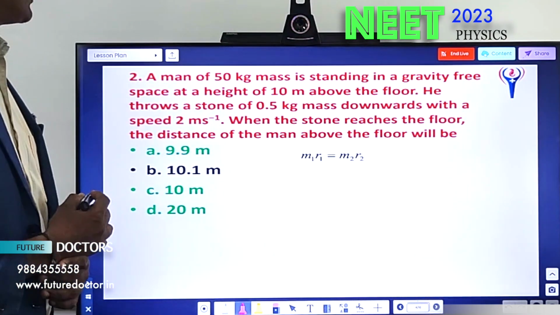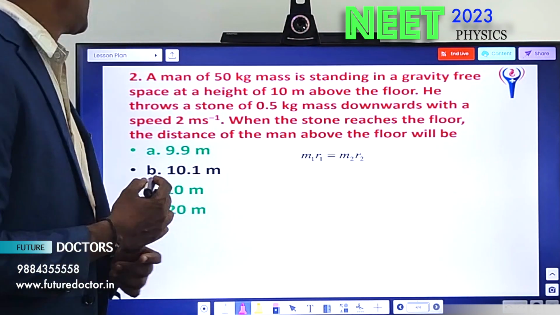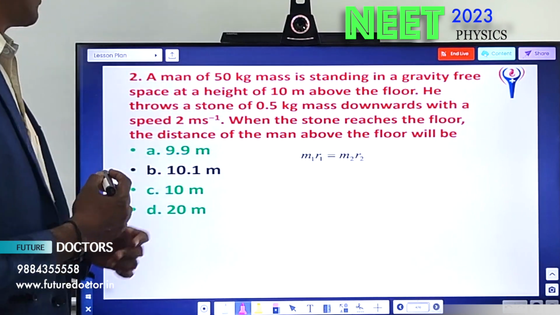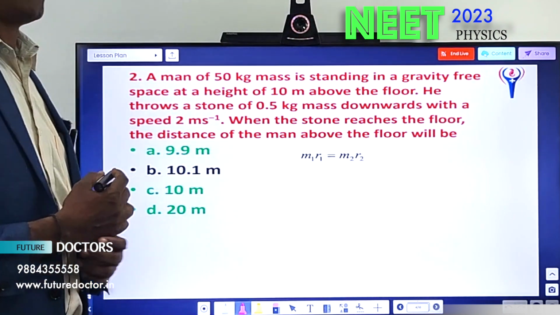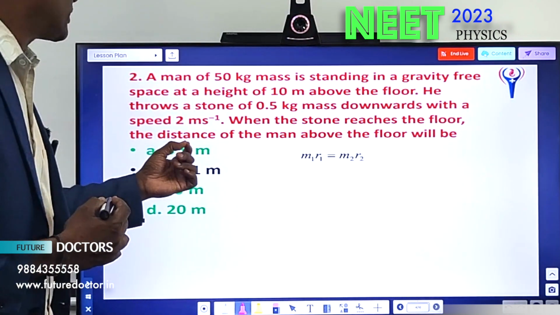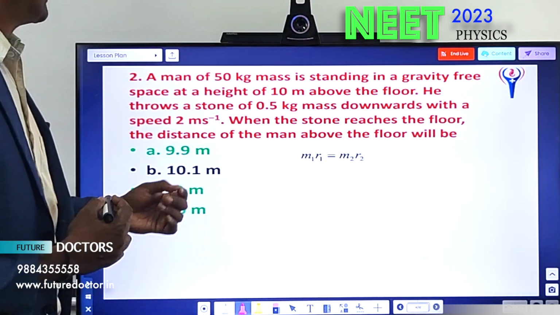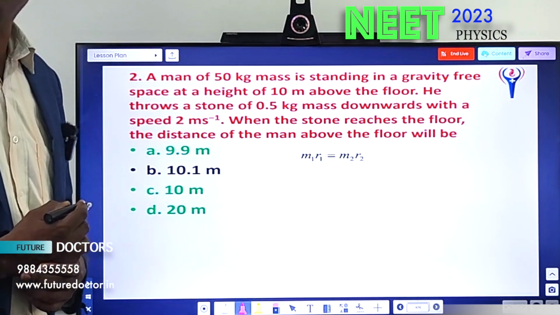A man of 50 kilogram mass is standing in a gravity-free space at a height of 10 meter above the floor. He throws a stone of 0.5 kilogram mass downwards with a speed 2 meter per second. When the stone reaches the floor, the distance of the man above the floor will be dash.